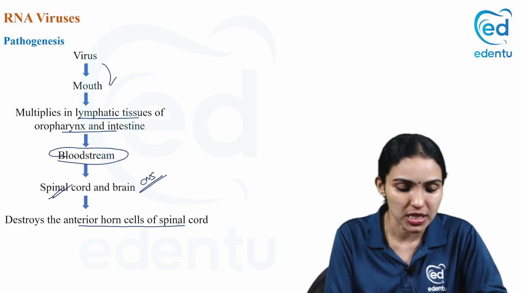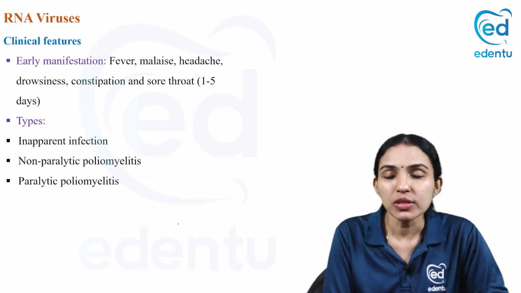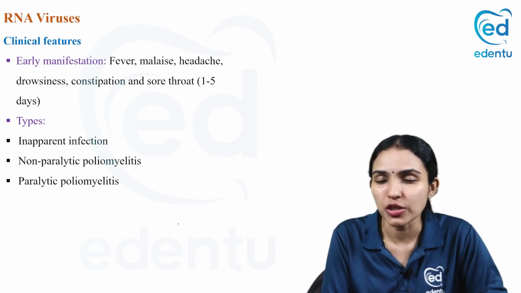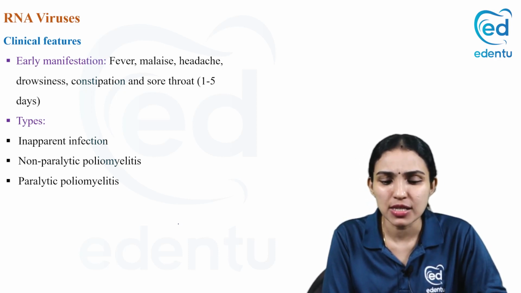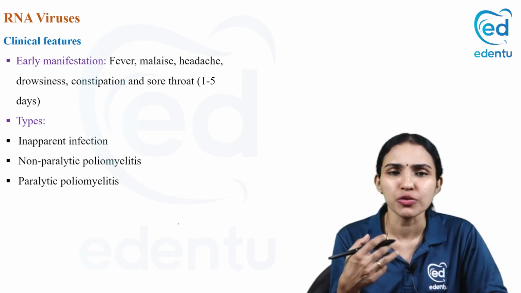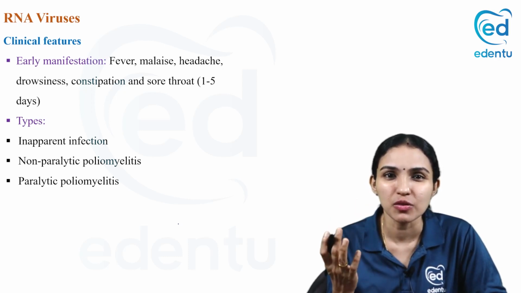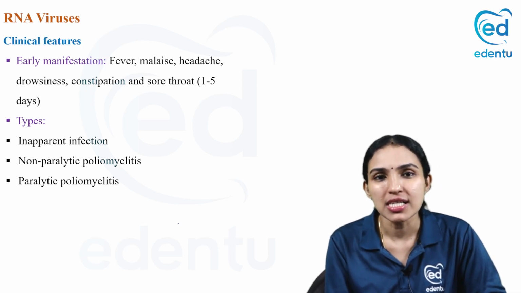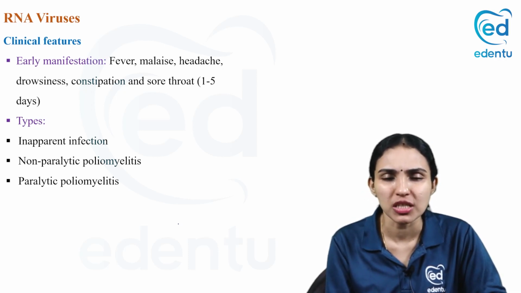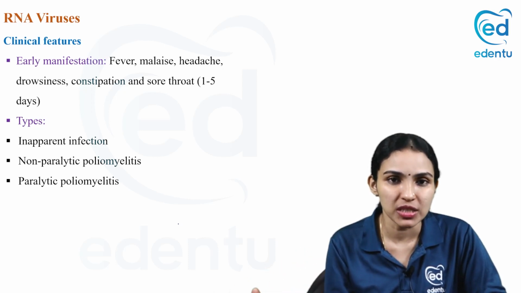and sensory deficits. So the early manifestation of a patient who has polio is fever, malaise, sore throat, because it's entering through the oral route. You will have some systemic flu-like symptoms like fever, malaise, headache, drowsiness, sometimes constipation and sore throat. This may last for 1 to 5 days, after which you will develop the infections.